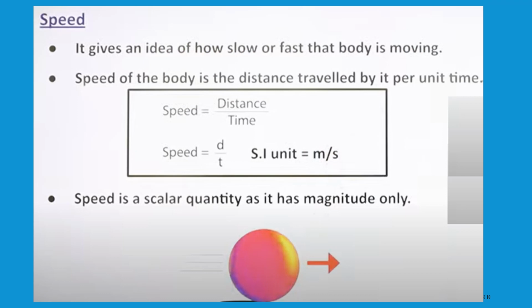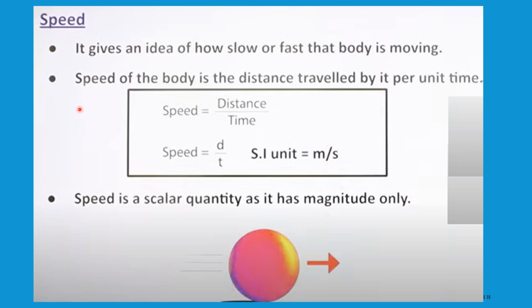Let us discuss speed. It gives an idea of how slow or fast a body is moving. Consider a ball here. If you throw the ball, speed will indicate whether the ball is moving slow or fast. Then come to the definition of speed.